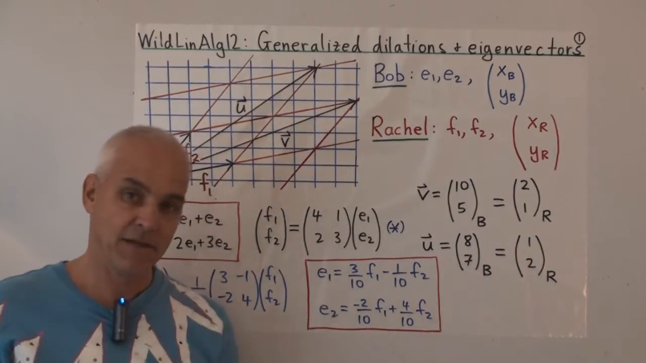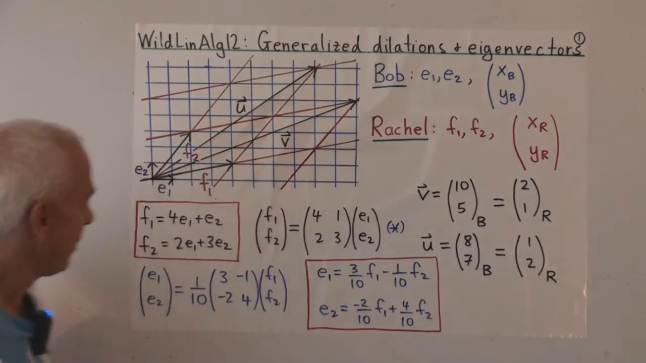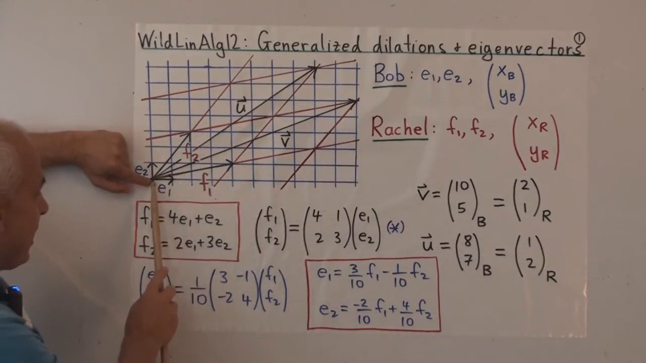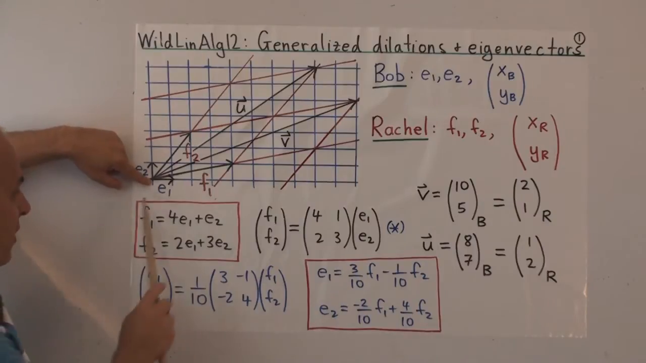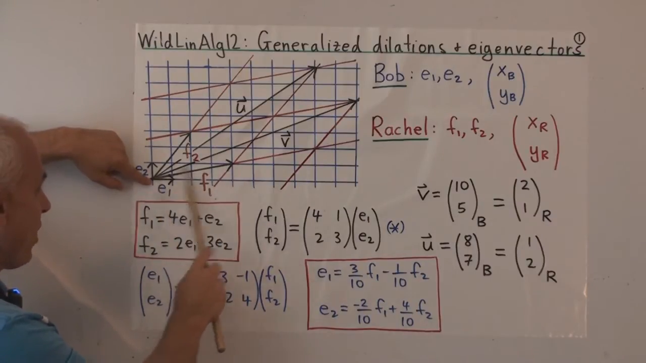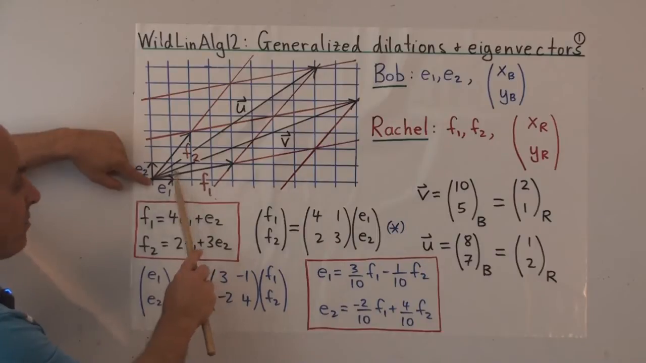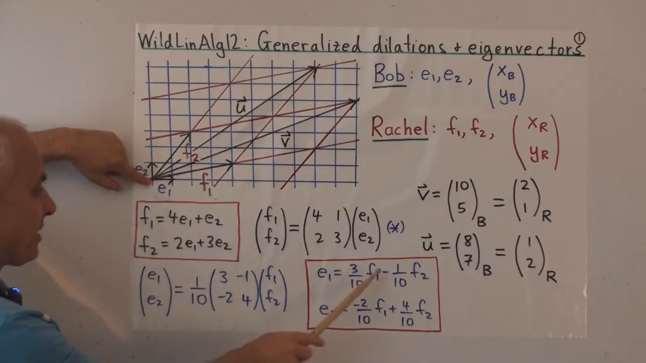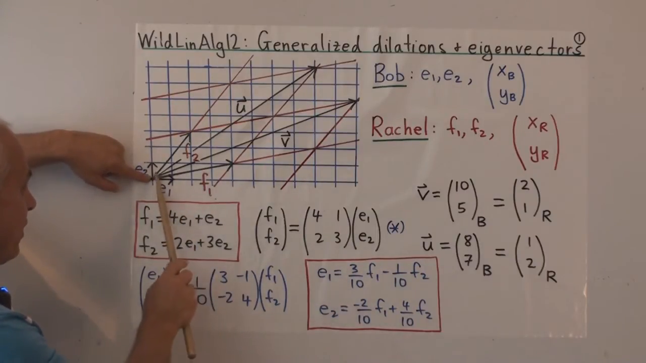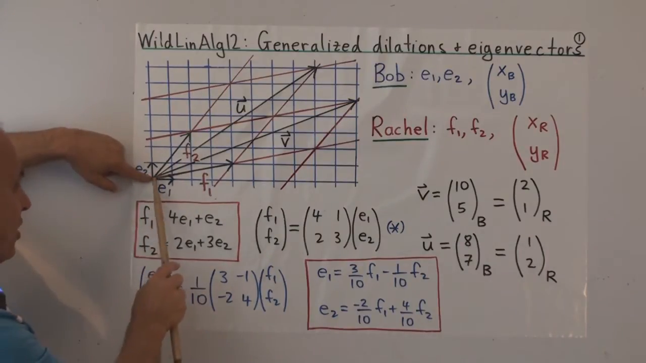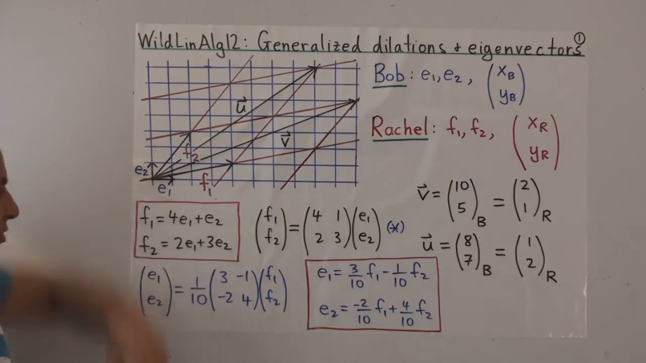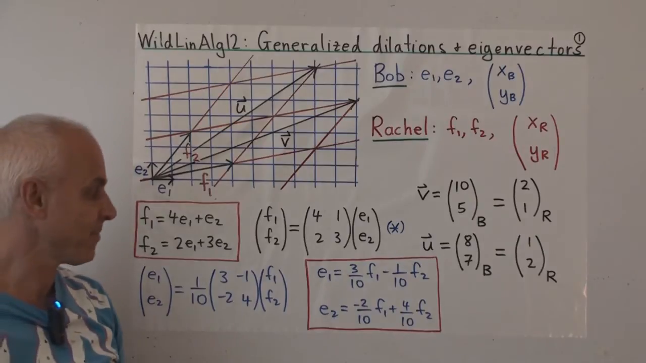Let's see if that makes sense pictorially. What it means is that if Rachel was looking at Bob's basis vector E1, she would express that as 3/10 of F1. So there's F1, so 3/10 would be maybe up to here. There's 3/10 of F1. And then subtract 1/10 of F2. Well, there might be 1/10 of F2 in this direction, just 1/10. So we're talking 3/10 of F1 minus 1/10 of F2. That is indeed pretty close to what we see E1 is.